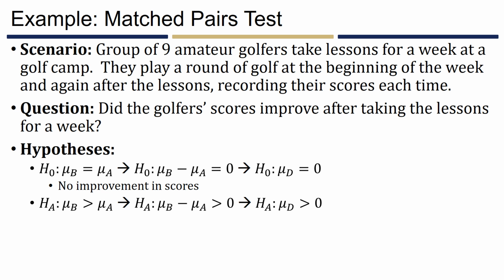Or a third way of writing it is to say that the mean difference mu sub d is greater than 0. Again, any one of these three is appropriate because they all represent the idea that amateur golfers are going to score better after having taken the golf lessons.